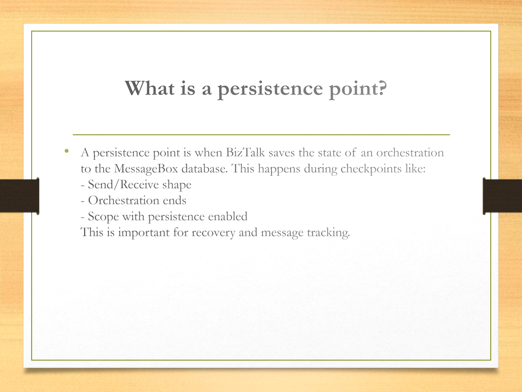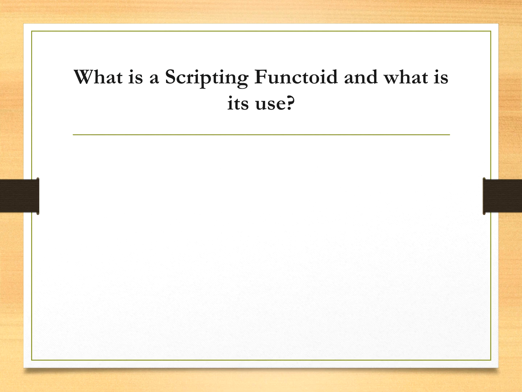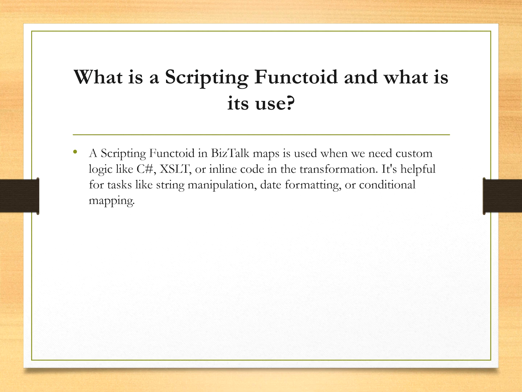What is a scripting functoid and what is its use? So a scripting functoid in BizTalk maps is used when we need custom logic like C#, XSLT or inline code in the transformation. It is helpful for tasks like string manipulation, data formatting or conditional mapping.